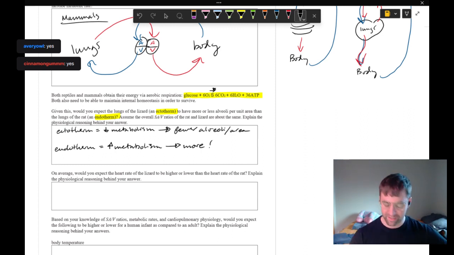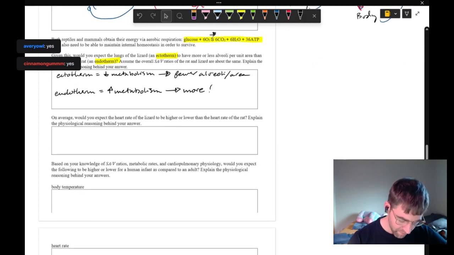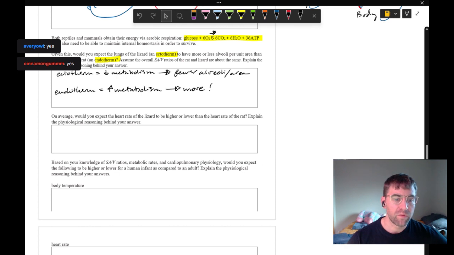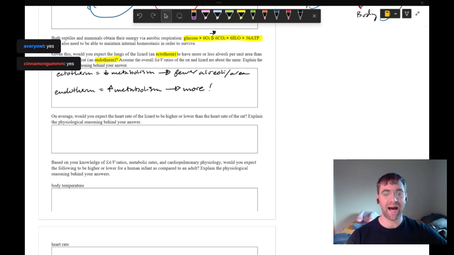Endotherms have a higher metabolism, greater energy demands to maintain that higher body temperature, and need more alveoli. On average, would you expect the heart rate of the lizard to be higher or lower than the heart rate of the rat? And explain the physiological reasoning behind your answer. Kind of the same rationale, right?